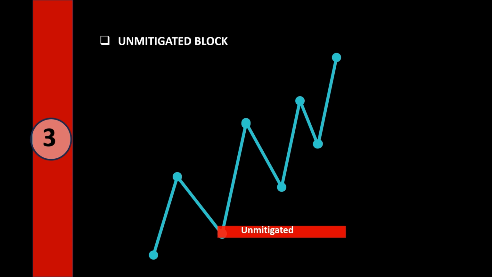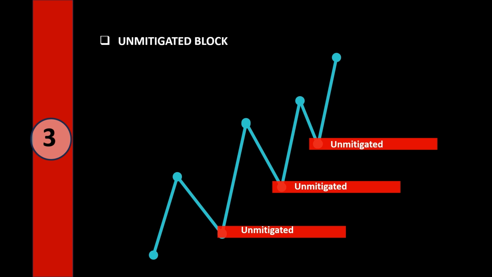This approach is significant because unmitigated order blocks can offer more reliable levels of support or resistance, as they represent price zones that the market has not tested yet, potentially indicating stronger price reactions when they are eventually approached. When the price reaches a certain level, this presents an opportunity for traders to enter a position.